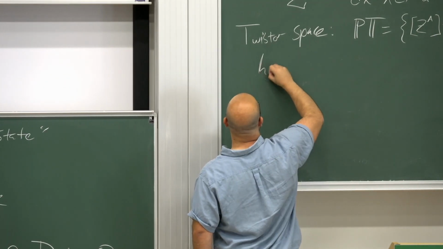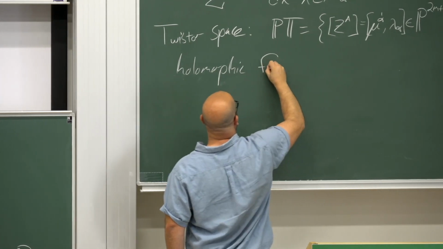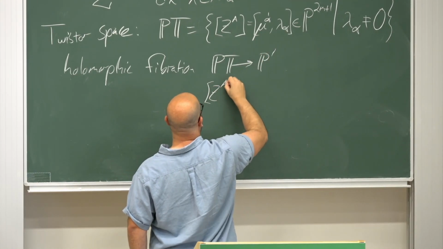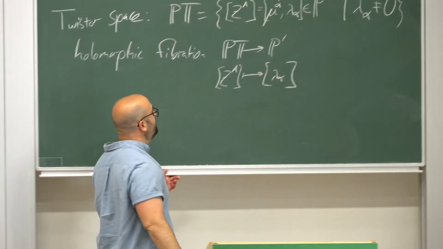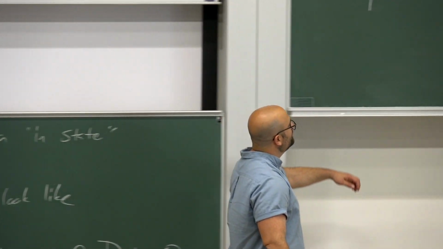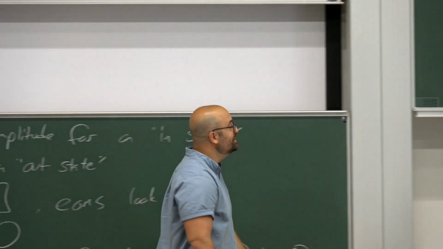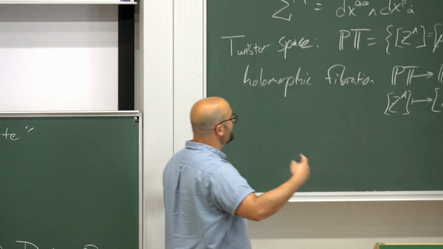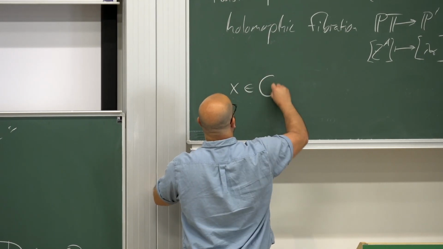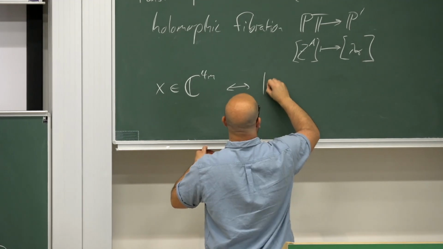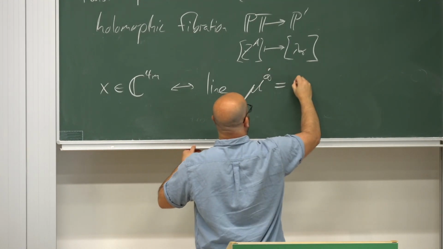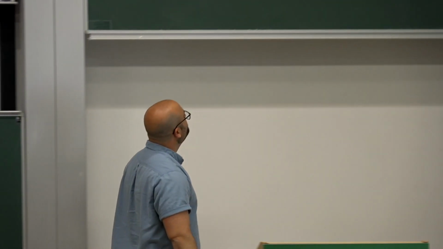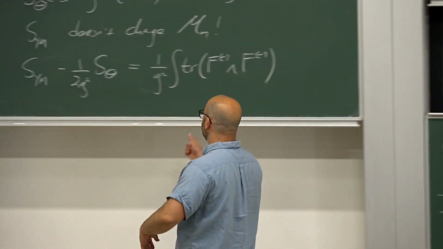Okay, so this has a fibration, a holomorphic fibration over P1, which is just given by sending Z^A to λ^α. And because we've removed the subvariety where both lambdas vanish, these are good holomorphic homogeneous coordinates on the Riemann sphere. Okay? And the relation between the Parke-Taylor manifold C^{4m} and this twistor space is given by holomorphic curves in the twistor space. So an x in C^{4m} corresponds to a line given by, if you like, the incidence relations μ^α̇ equals x^{αα̇} λ_α in the twistor space. Okay, this is a story we've heard many times this week, but just to get us all on the same page.